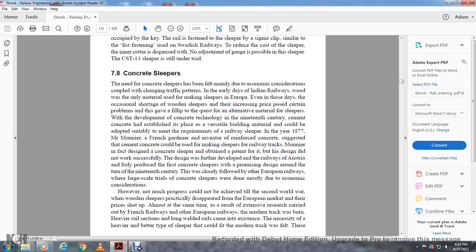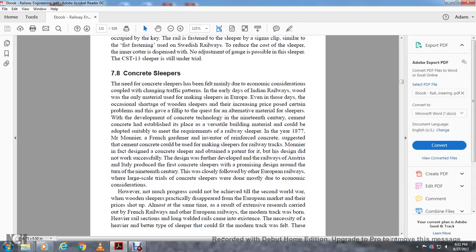Development of concrete technology in the 19th century established cement concrete as a building material that could be adopted to meet the requirements of the railway sleeper. In the year 1877, Mr. Monnier, a French gardener and the inventor of reinforced concrete, suggested that cement concrete could be used in making sleepers for the railway track. Monnier in fact designed a concrete sleeper and obtained a patent for it, but his design did not work successfully.